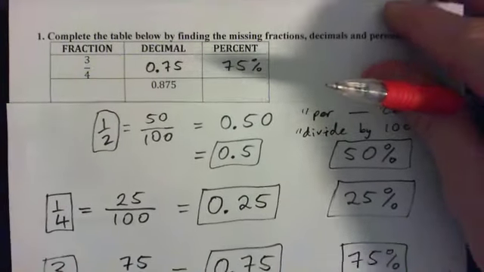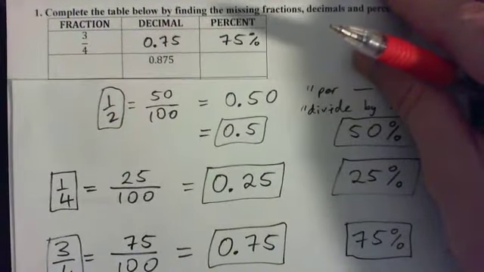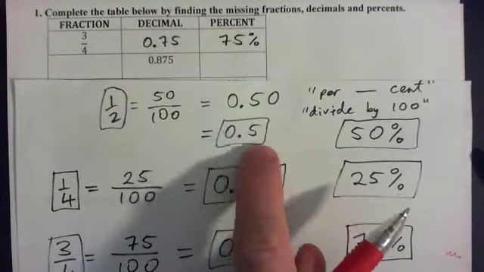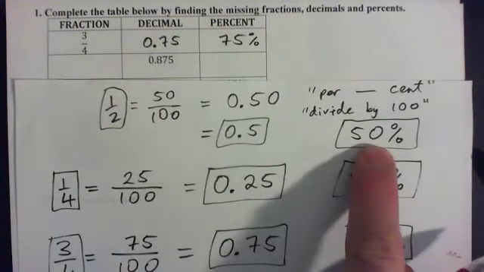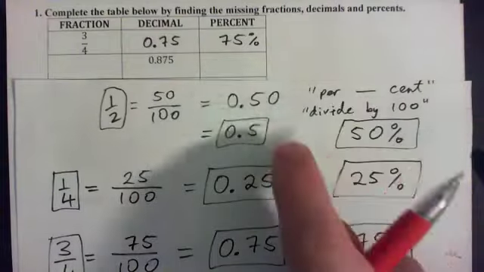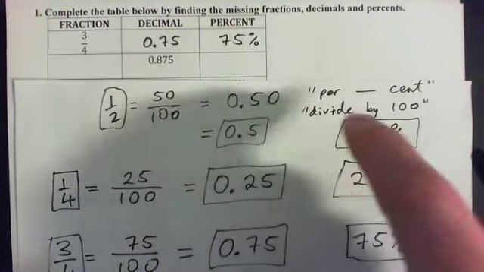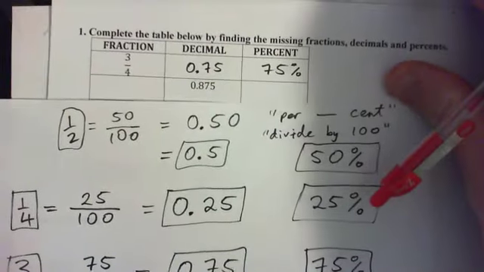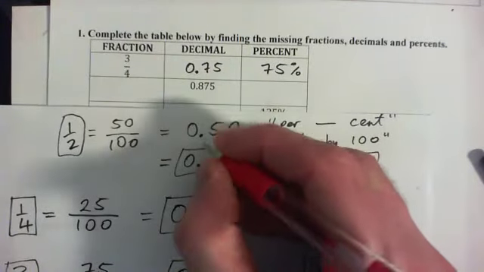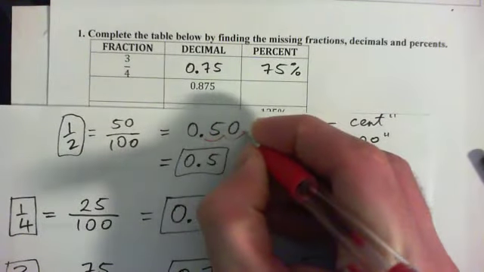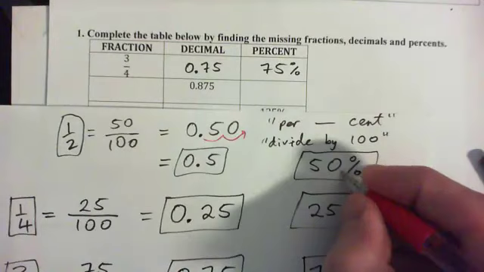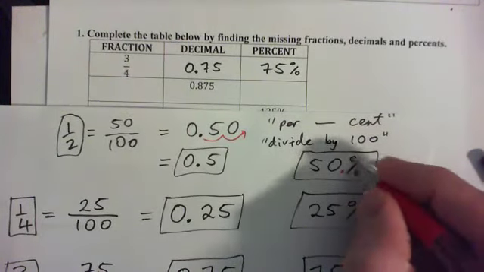So if we look at our list of decimals that we understand, how do we get from 0.50 to 50%? To get from a decimal to a percentage, we take the decimal point and go over 1, 2 spaces to the right. Do you see that? And then we get 50%. We write it as a percentage, right?